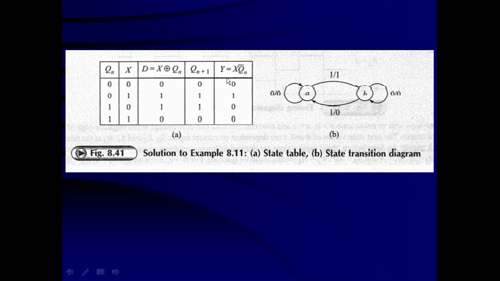Now the output column Y is equal to X Qn bar. X is going to be this and Qn complemented. So 0 1, output is going to be 0. 1 0 bar, that is going to be 1. So 1 1 condition, output is going to be 1. 0 0 condition, output is going to be 0. And 1 0 condition, output is going to be 0. So only for this condition 0 1, the output is going to be high, which is shown here with the state transition diagram B.